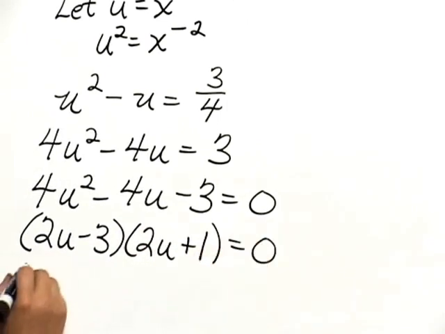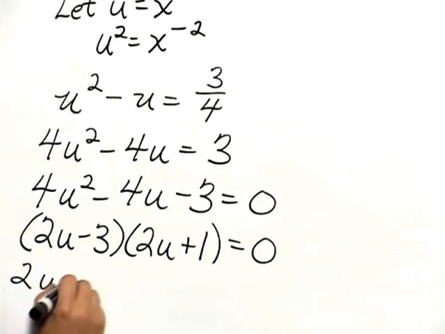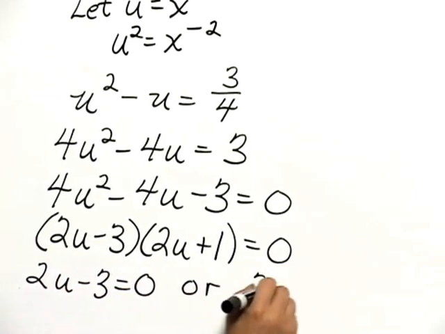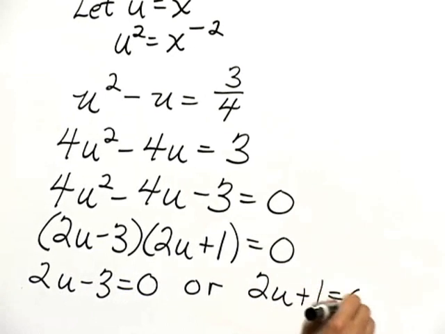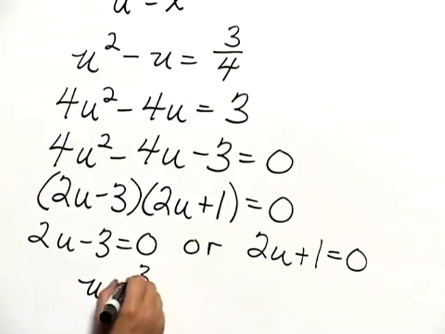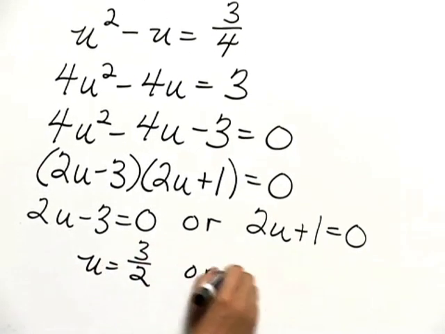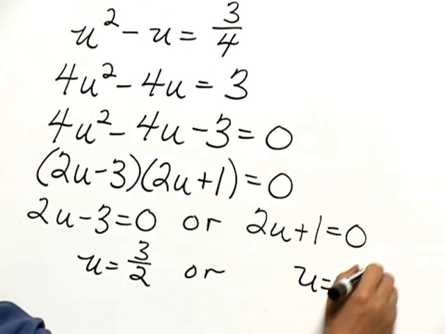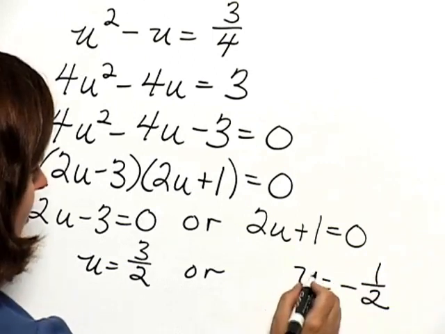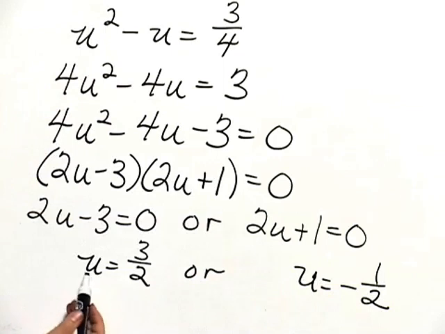Using the principle of zero products, this tells us that 2u minus 3 equals 0, or 2u plus 1 equals 0. In solving for u, we have u equals 3/2, or u equals negative 1/2. Now don't be tempted to stop here. This is halfway through. We found the u. Now we have to go back and find the x.